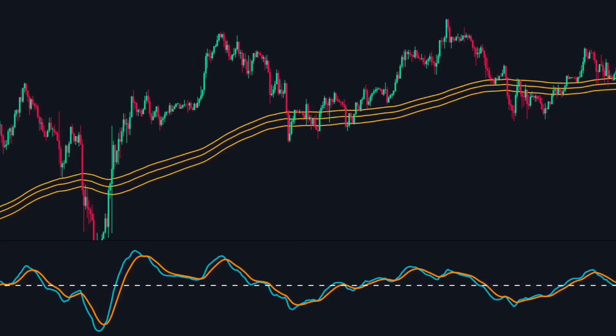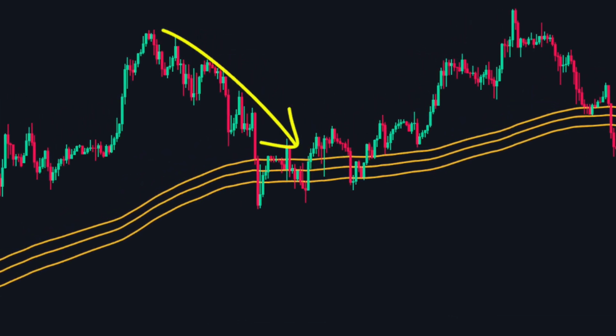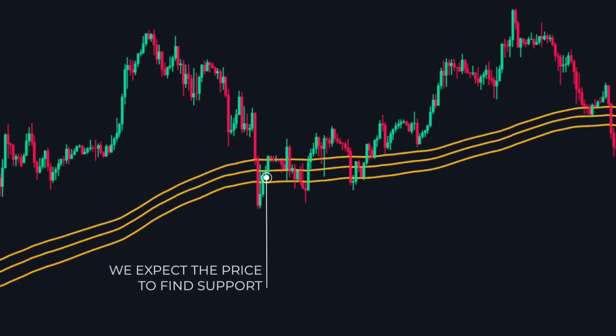Now, let's combine this with the MACD and create a strategy. Here is a buy setup. The price made a strong up move here. The price stayed above the bands and the bands were sloped upwards. This is a sign that the price is in an uptrend. Then, the price pulls back to the EMA bands. Now, we expect the price to find support here and move upwards.